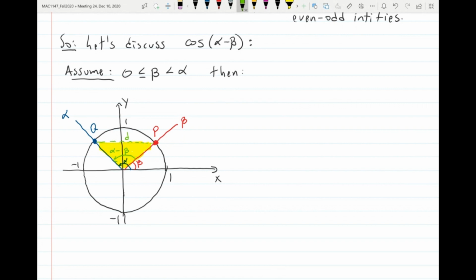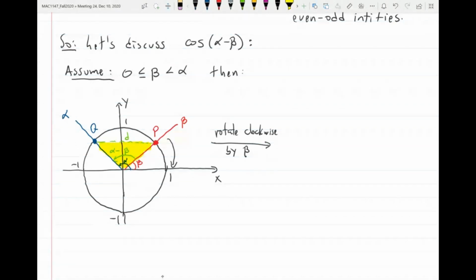Now what I'm gonna do is the following. Let us take this picture and let us rotate this picture clockwise by the angle beta. In other words, I'm going to take this picture and I'm going to rotate clockwise by beta. So what does that mean? It means that the terminal side of beta, the red side, is going to then coincide with the x-axis because I'm rotating like that. So it's gonna coincide with the x-axis. And then the blue side, it could land on quadrant 1 now.